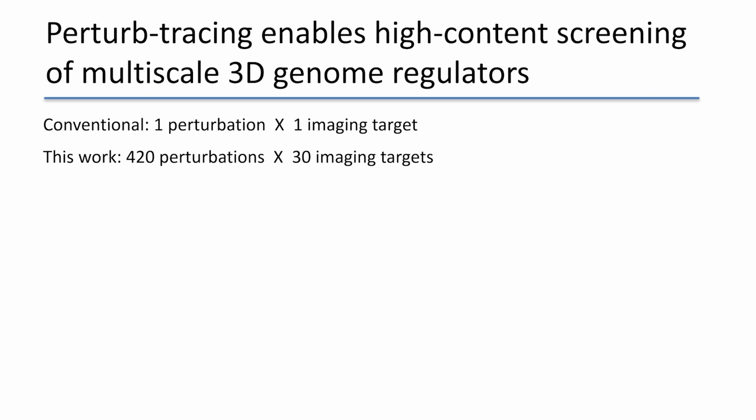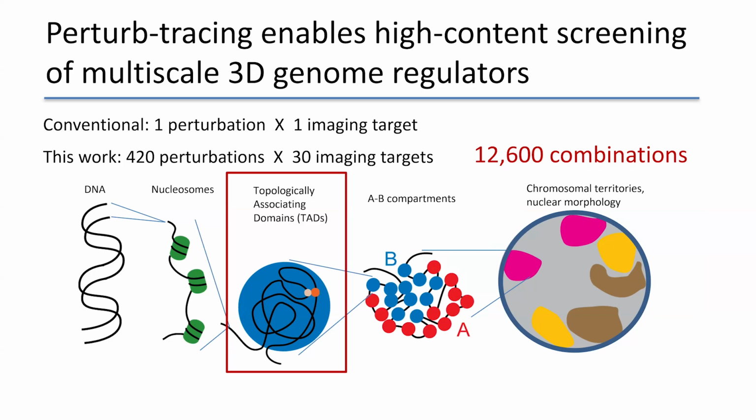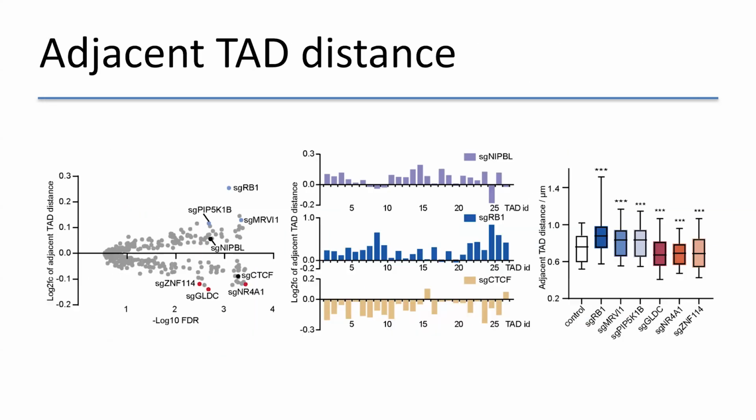This is equivalent to 12,600 conventional experiments. This high-content nature of our screen allows us to effectively discover novel regulators of 3D genome architecture at different length scales. For example, at the scale of topologically associated domains, we identified a list of novel regulators that can lead to increase or decrease of adjacent TAD distance.